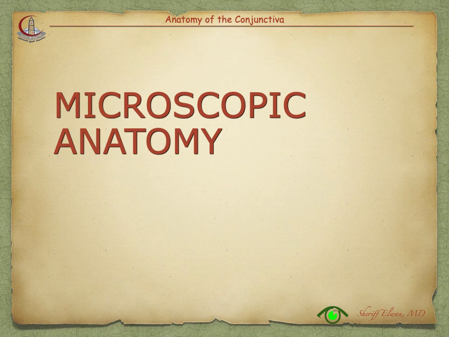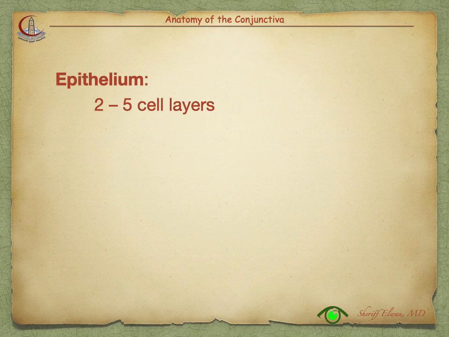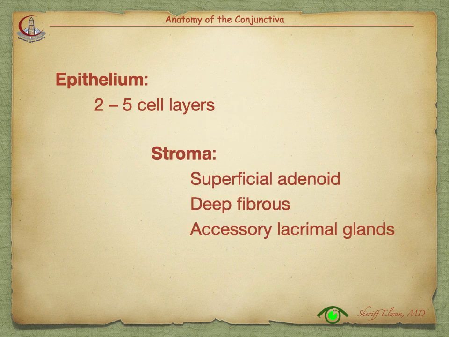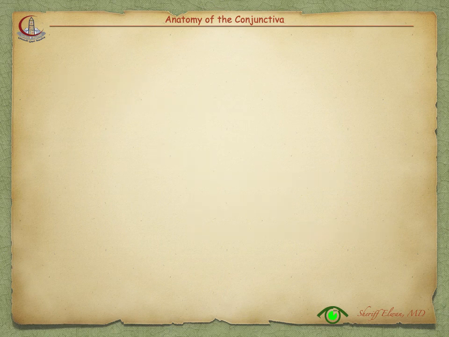And now we shift to microscopic anatomy of the conjunctiva. The epithelium of the conjunctiva is 2 to 5 cell layers, and the stroma is composed of a superficial adenoid layer and a deep fibrous layer with the accessory lacrimal glands.